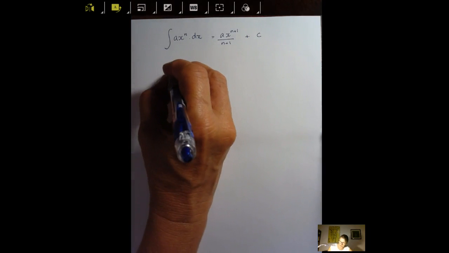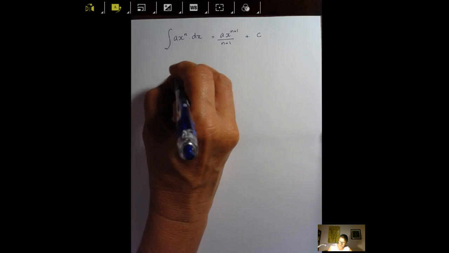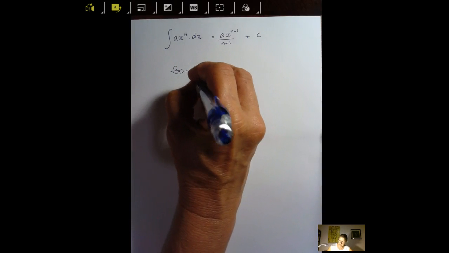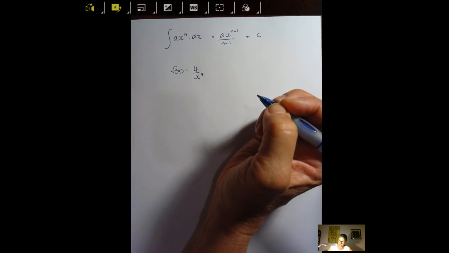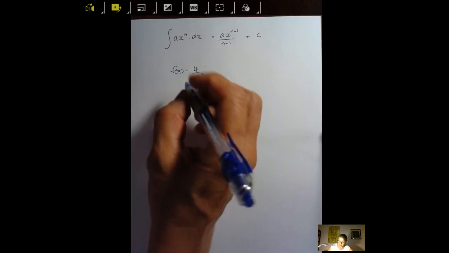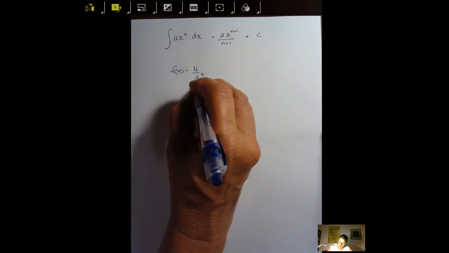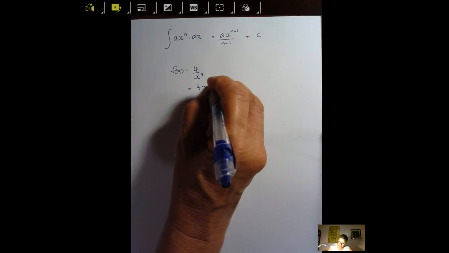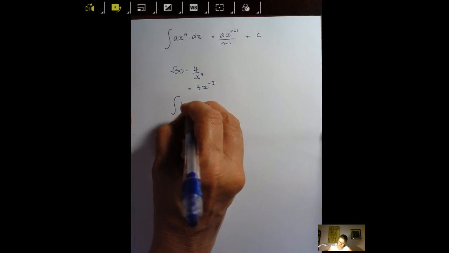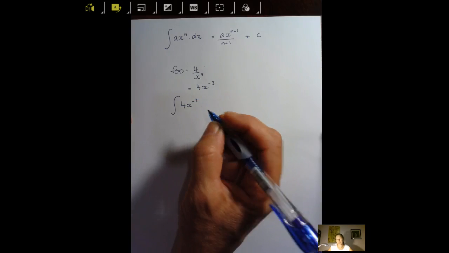So let's say we had a function that looked like this. Our function of x was 4 over x cubed. First of all, I want to write that with my x up here. So I can also write that as 4 times x to the power of negative 3. So what would the integral of 4 times x to the power of negative 3 look like?